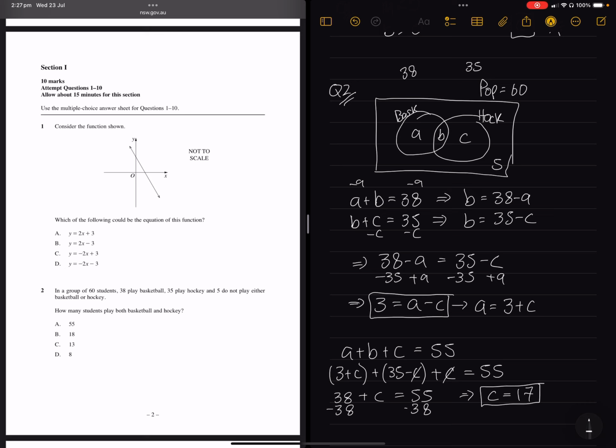Now, A is 3 plus C. So this is 17, this is 20. 17 plus 20 is 37. The total number is 55. 55 minus 37, well, this is going to be 18. And this is the number of people that do both. And this is answer B.